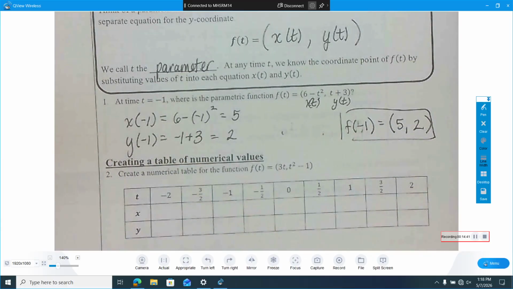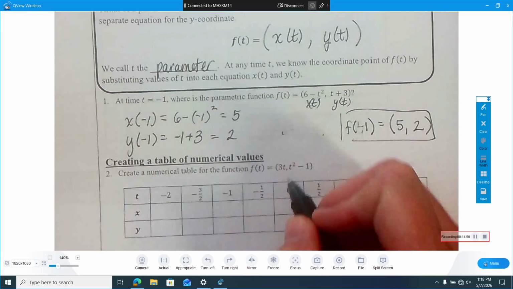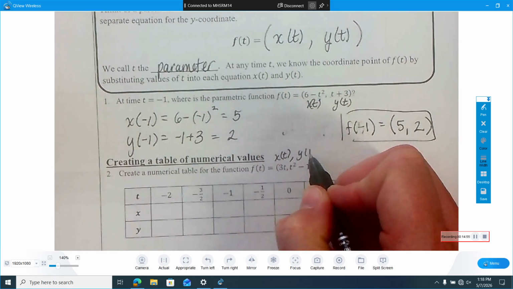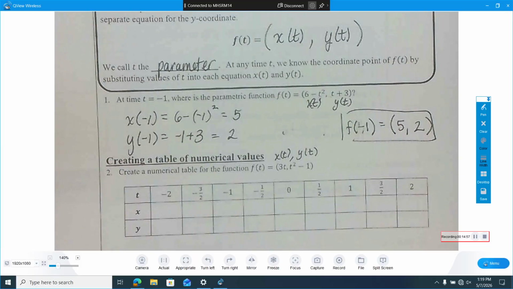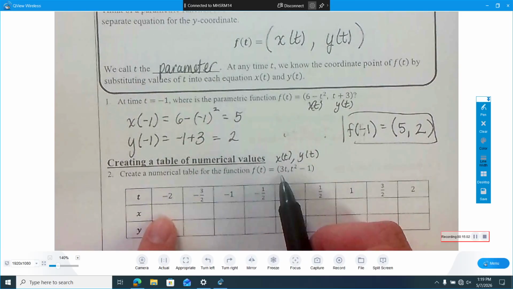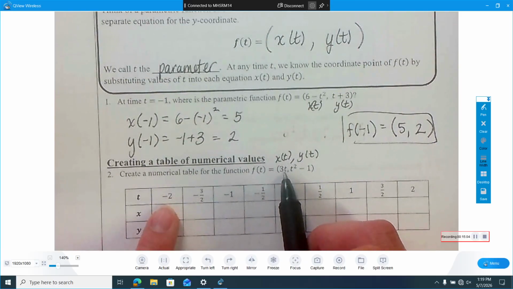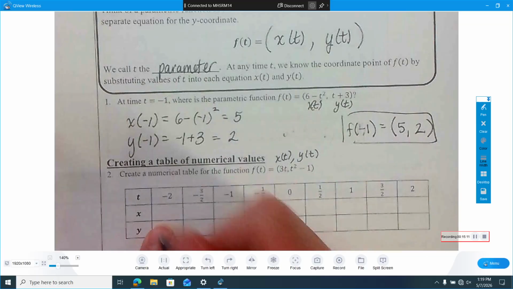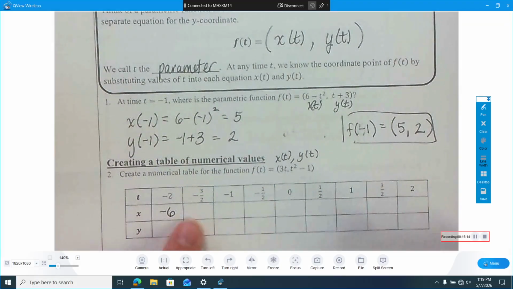So same thing here. We want to create a numerical table. What do they want us to do? Plug it in, plug it in. All right, and so again, here is our x of t, comma, y of t function. This is the stuff you want to be able to do pretty easily, but we're going to take our -2 and plug it in. I'm just going to start with the x of t equation. So -2 times 3? -6. Ooh, a little bit harder.